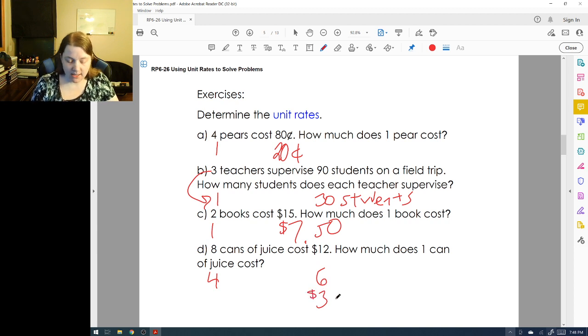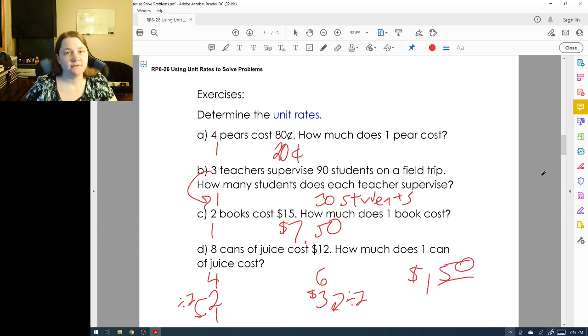If I have $3, how many cans can I buy? Well, 6 divided by 2 is 3. 4 divided by 2 is 2. Two cans cost $3, which means that 1 can, 2 divided by 2 is 1, and 3 divided by 2 would end up being $1.50.